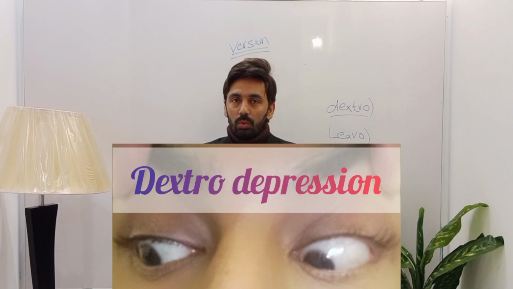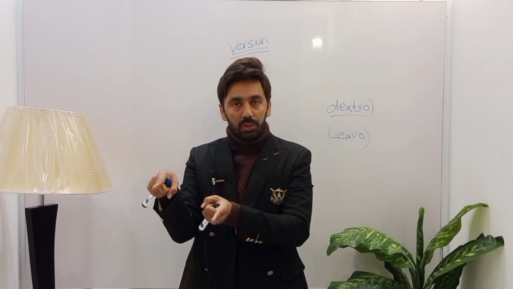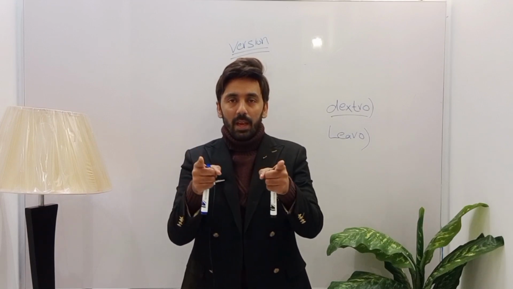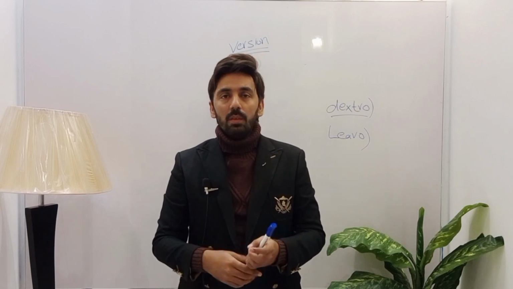Now again, if both your eyes are moving in a downward direction but to the right side, right side means dextro and downward means depression. So it would be dextro depression, right? And if both eyes are moving downward on the left side, this is called levo depression.